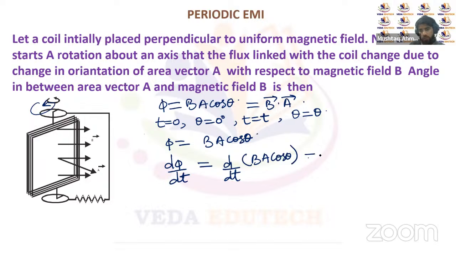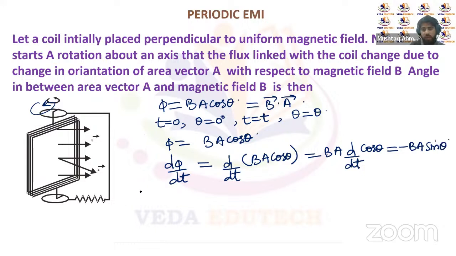So it will be equal to PA times d over dt of cos of theta. And we know that the derivative of cos of theta is minus sine of theta, right? So it will be minus PA sine of theta, correct? So that's our d phi over dt.